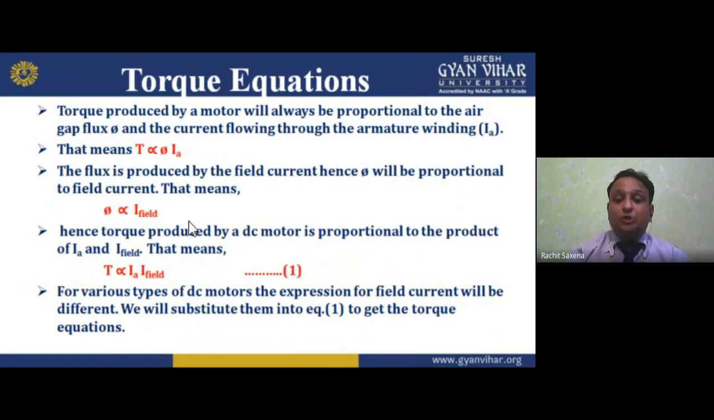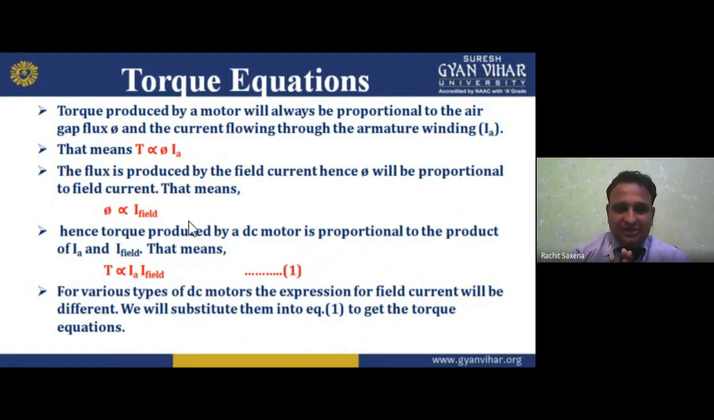Hence, torque produced by a DC motor is proportional to the product of IA and IF. Obviously, instead of phi, we can write IF. So the torque is proportional to IF and IA, the product of IA, that is armature current, and field current, that is IF.